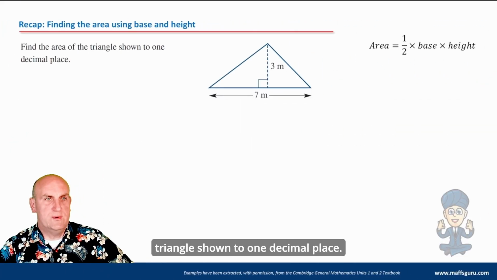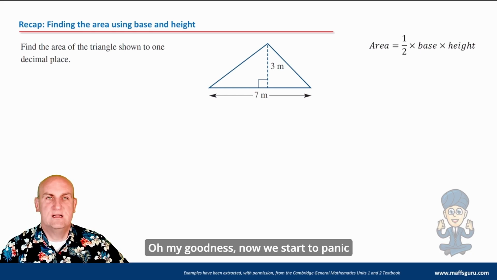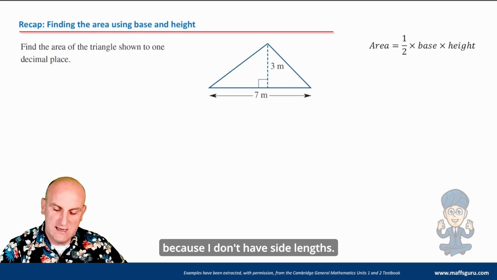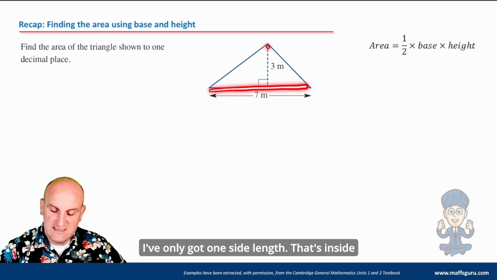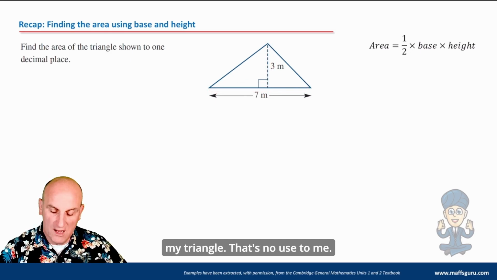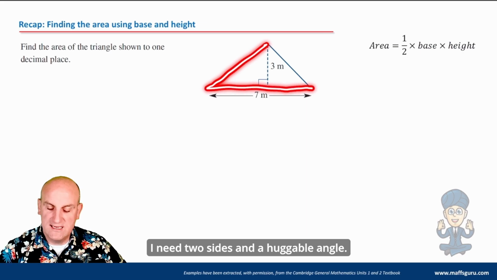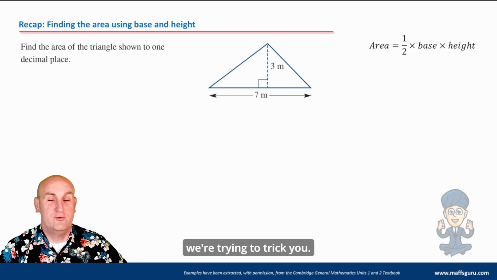Find the area of the triangle shown to one decimal place. Oh my goodness, now we start to panic because I don't have side lengths. I've only got one side length. That's inside my triangle. That's no use to me. I've just been learning about the sine rule. I need two sides and a huggable angle. There's no, because we're trying to trick you.